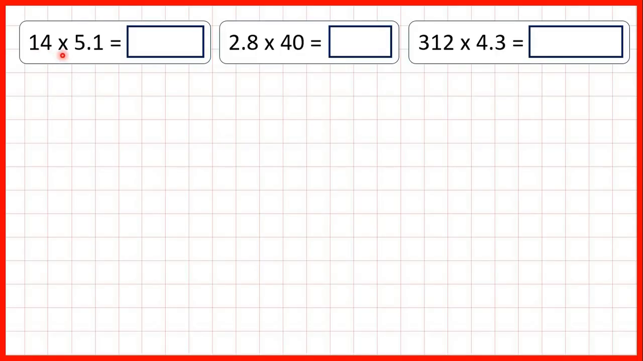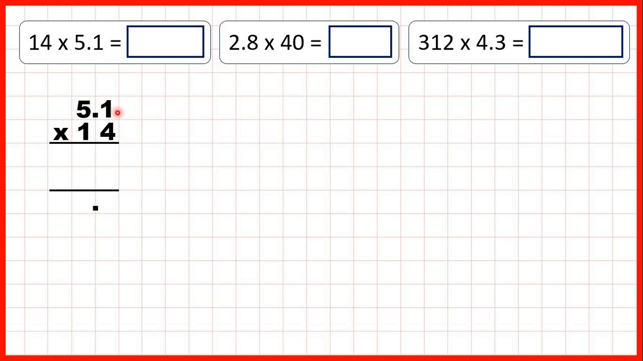We have 14 times 5.1, so we can set this out as a column multiplication. And for this question, because we have two two-digit numbers, it doesn't matter which way round we write the numbers. So here I've written 5.1 on top, but it doesn't matter, we could have written 14 on top. But we do need to remember that if there's one decimal place in the question, there will be one decimal place in the answer. So that we don't forget, let's copy the decimal point down into our answer straight away.